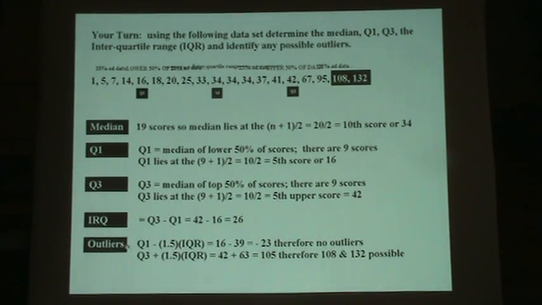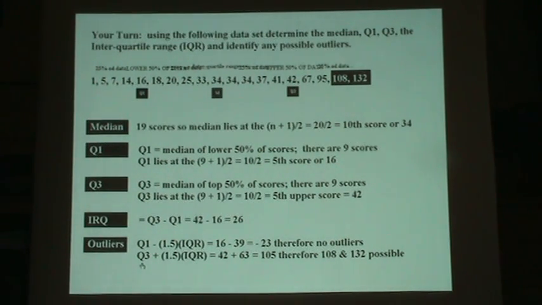And our outliers, well, we have Q1 minus the product of 1.5 times the interquartile range, which would be Q1 is 16, and the product of the interquartile range, which is 26, and 1.5 is 39, so we wind up with a negative 23, and therefore there were no negative numbers in our data set, so there are no outliers there.